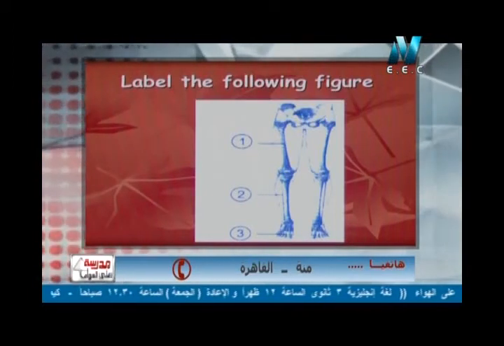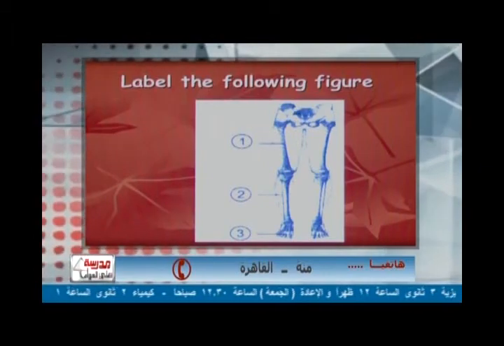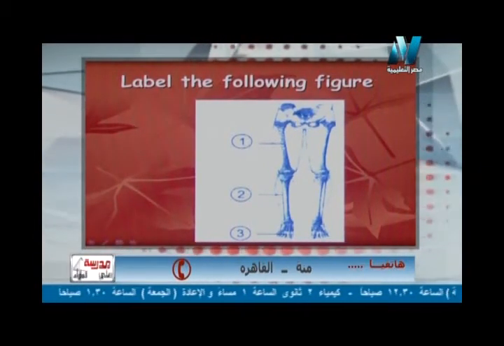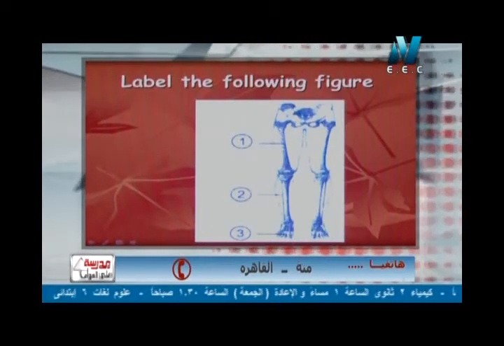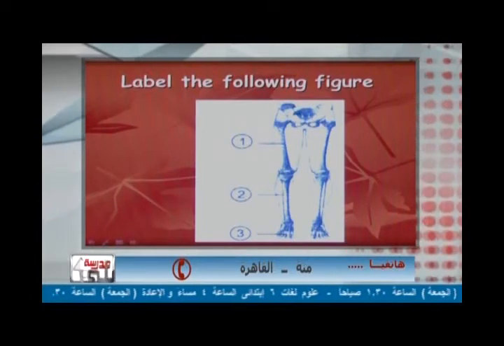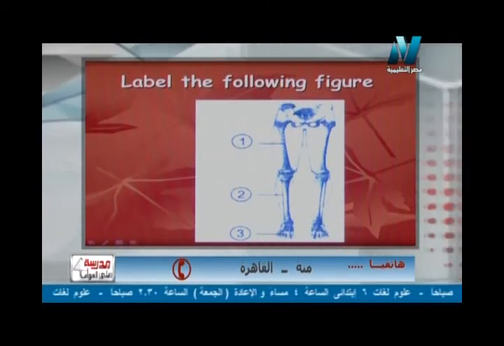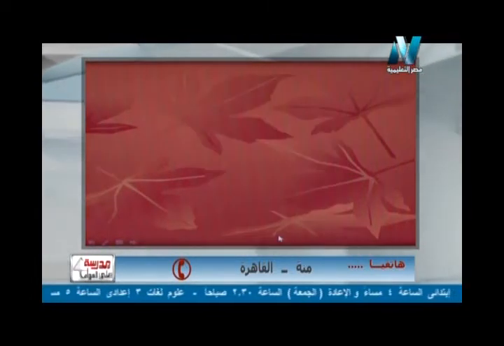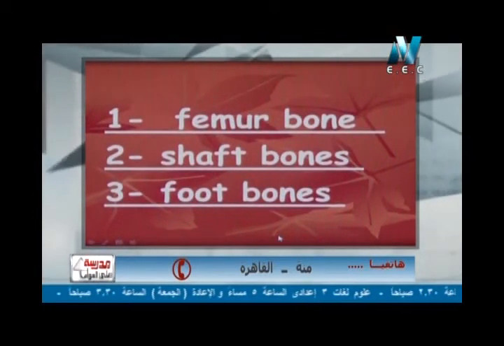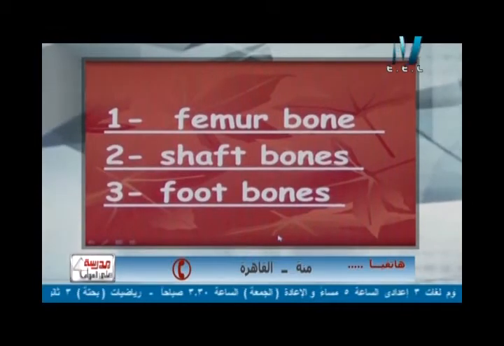Number one, Minna, will be femur bone, عظمة الفخذ. Number two will be shaft bone. Excellent, Minna, very good. And at last, number three, foot bone. Let us see the answer. Number 1 femur bone, number 2 shaft bones, number 3 foot bones, as you said.